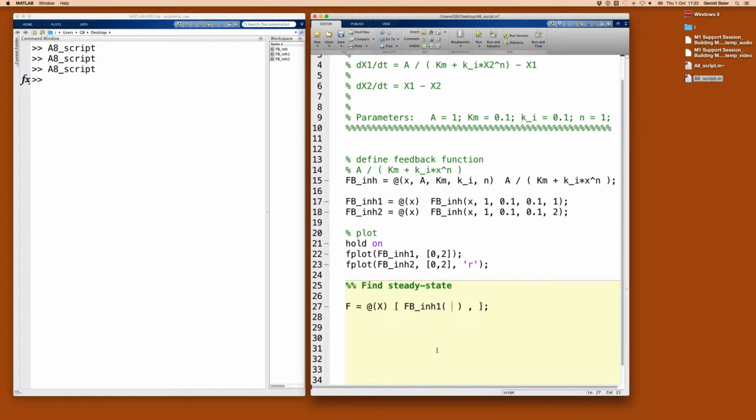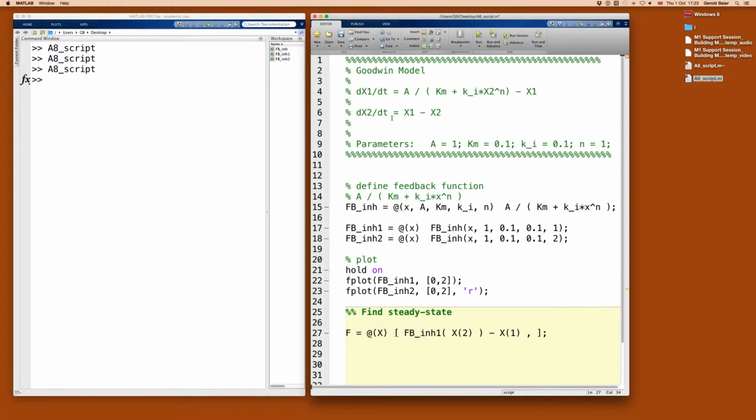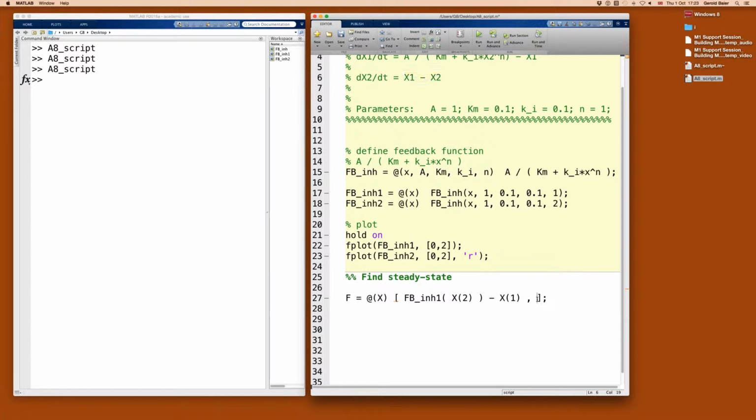Okay, so we need to give it an input. So we know it takes x, and if we recall, our value of x here was equivalent to our value of x2 here. So it will take the second element in x, big X, sorry. And of course minus x1. And then our second equation is easier, it's just x1 minus x2. So x1 minus x2. Capital, then it's nice and consistent.